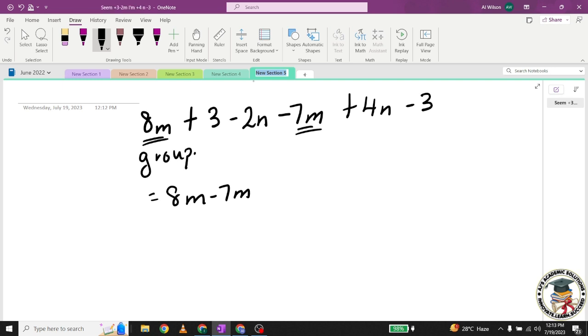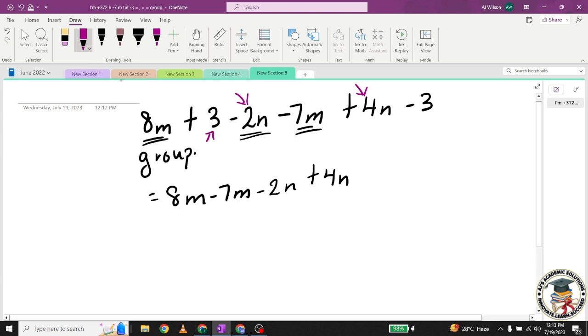Now again, remember we want the letters to appear first and then the numbers at the end. So then we'd have, let's use it as the pairs, minus 2n plus 4n. Let me just do down arrows so you can follow. And finally, use up arrows. We have plus 3 minus 3. So plus 3 minus 3, and that's at the end there.